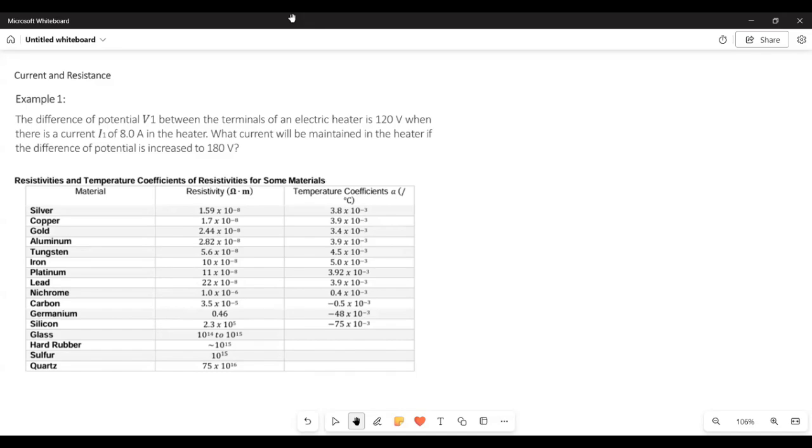Okay, so we have here for our first example, the difference of potential V sub 1 or electric potential V sub 1 between the terminals of an electric heater is 120 volts when there is a current I sub 1 of 8 amperes in the heater. What current will be maintained in the heater if the difference of potential is increased to 180 volts? So first, isulat muna natin ano ba yung mga given natin.